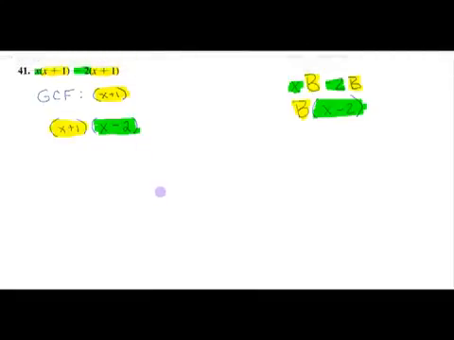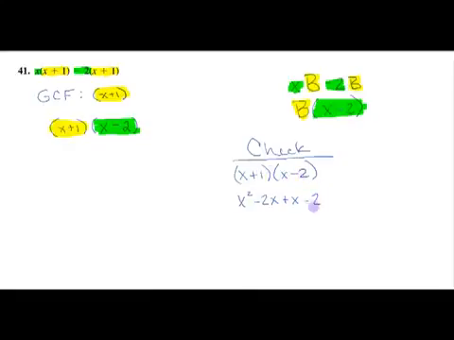Now it's interesting when we check this, what happens. We have an x plus 1 and an x minus 2. If I multiply that out, I'll have x plus 1 times x, or if you wanted to, we could go ahead and FOIL. X times x is x squared. X times negative 2 is negative 2x. 1 times x is a plus 1x. 1 times negative 2 is negative 2. And I have an x squared minus x minus 2.